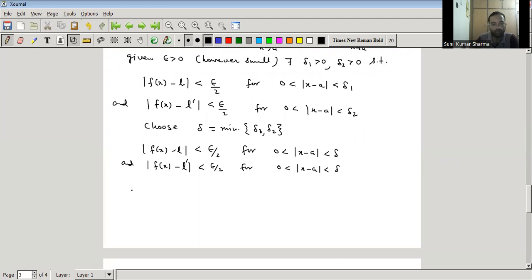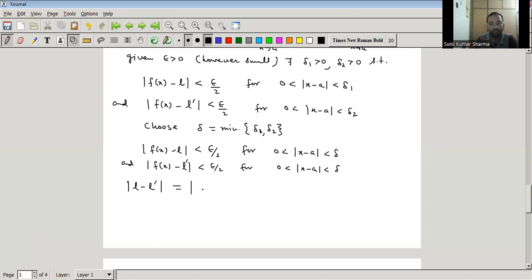Now we have to estimate this point L and L dash, because we have to prove that both are equal. If the limit is unique, then it means L and L dash are not distinct, but they are equal, they are the same. So what we do, we take the distance, we estimate L and L dash. Estimation means we take the modulus of the difference of the 2 points, that is, modulus of L minus L dash.